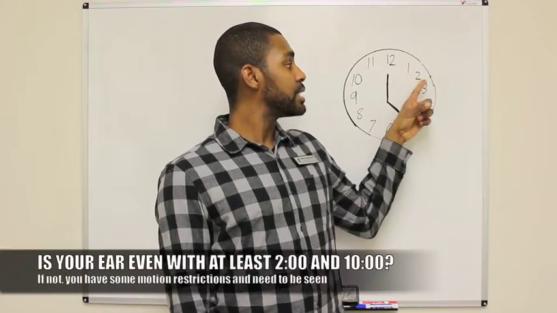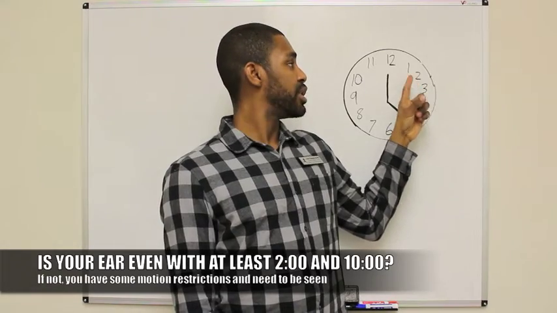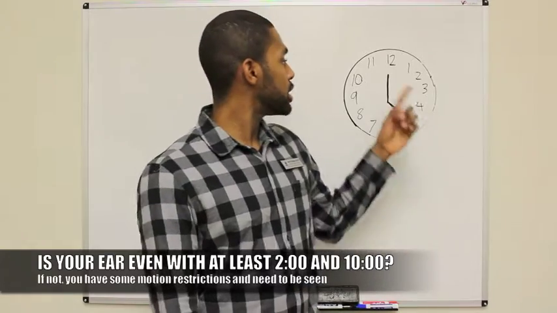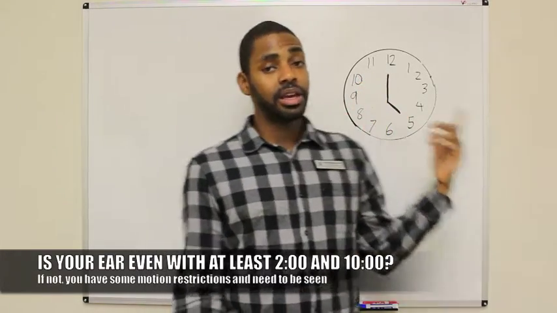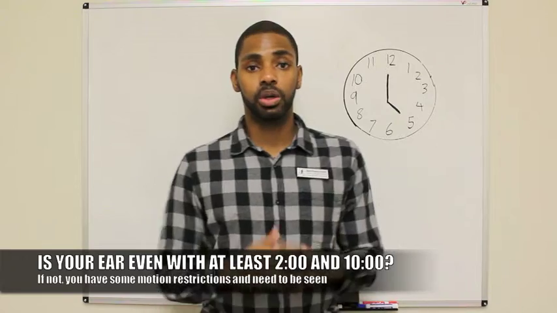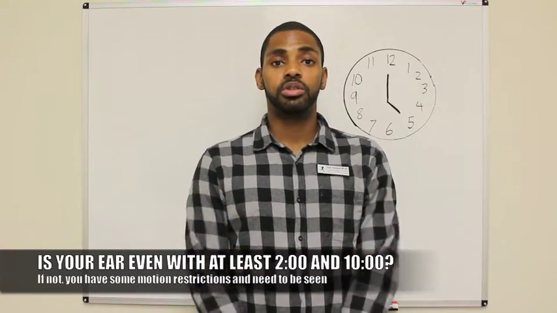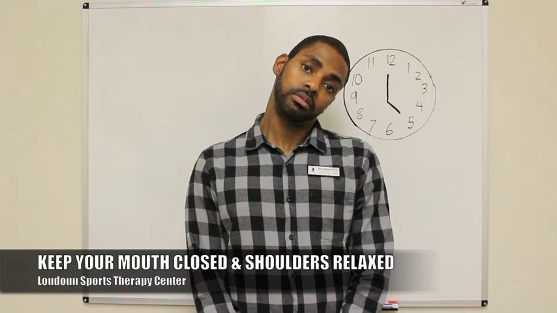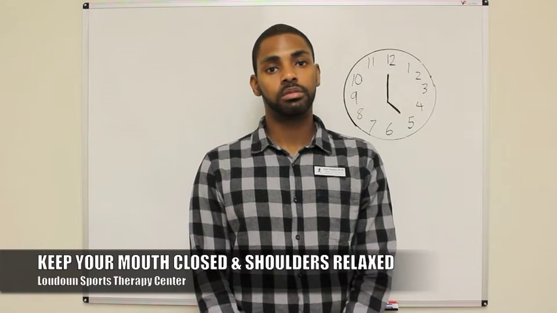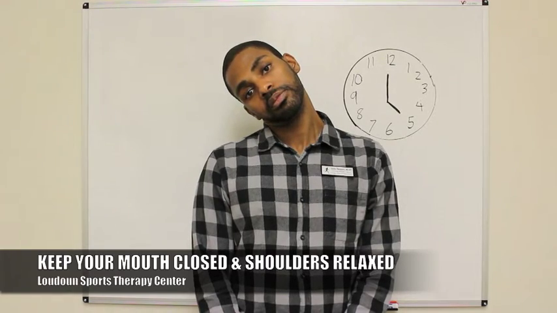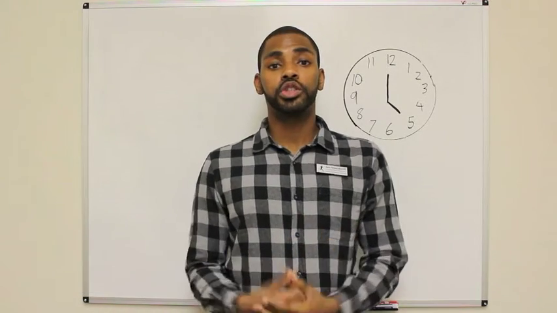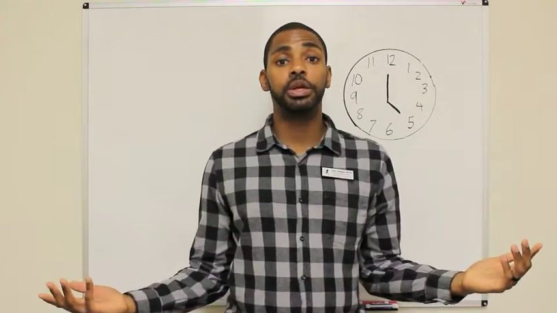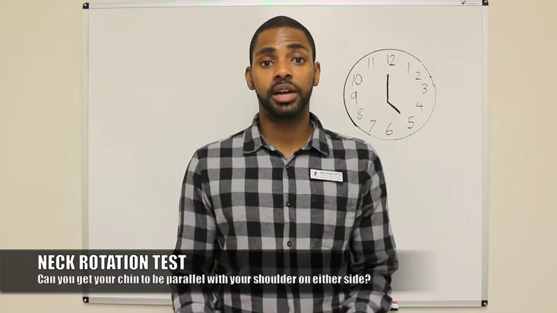I want you to at least be at 2 o'clock. If you notice that you can't get past 1, then again, we have a problem. And on the other side, we want you to at least be able to get to 10 o'clock. If you can't get past that, then again, we have a problem. So, again, mouth closed, and I'm going to demonstrate to both sides. So an example of a restriction would be if you're stuck at 1 o'clock, 11 o'clock, or even right at noon.